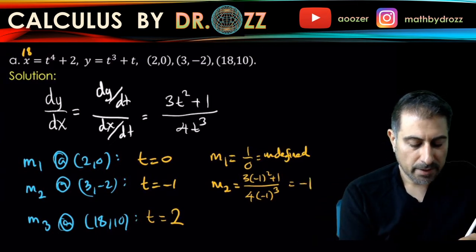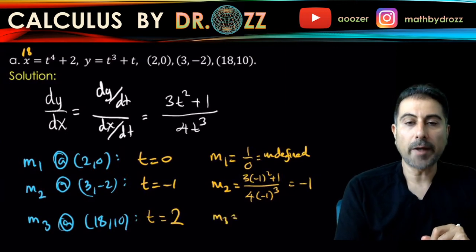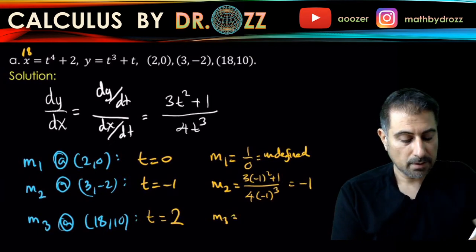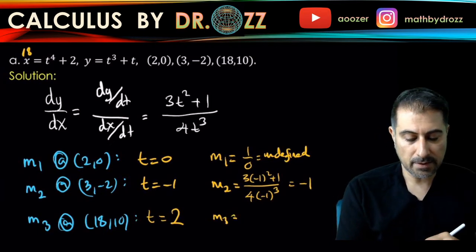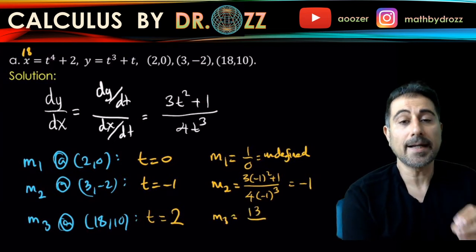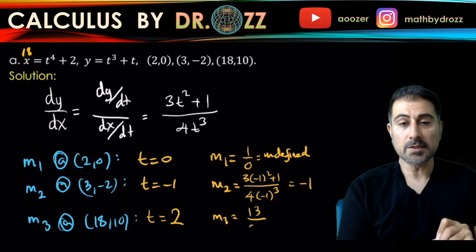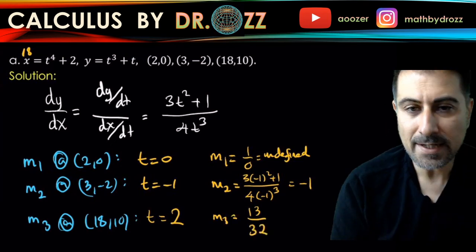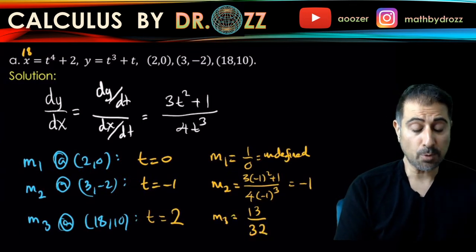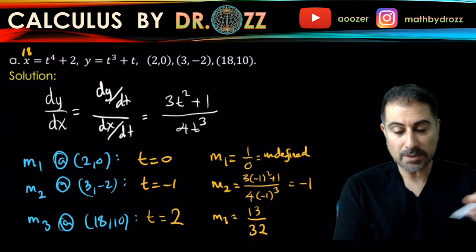And the last one is t equals 2. Let's do this in one shot. 3 times 2 squared. 2 squared is 4. 4 times 3 equals 12. And the top is 13, and the bottom is 2 cubed times 4, which is 8 times 4. So that's 32. I want to leave those numbers exact. Try not to use decimals at this moment, because we want to keep the exactness of the slopes.